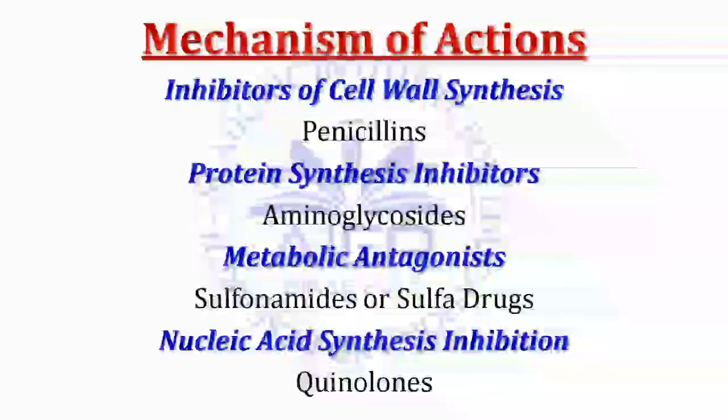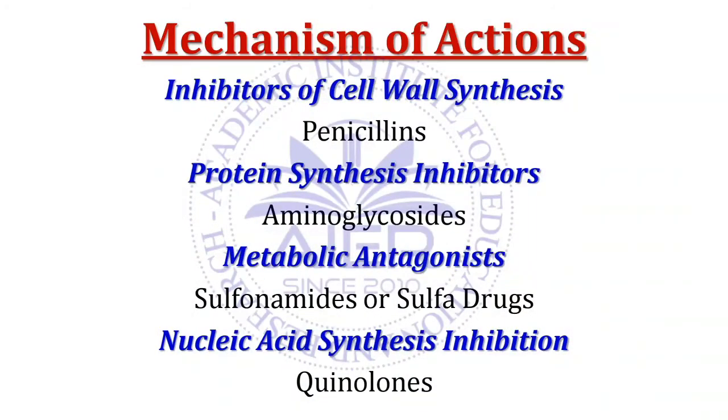Now, the mechanism of action in terms of bactericidal activity: how do the bactericidal antibiotics participate in the destruction of the bacteria? They may inhibit cell wall synthesis. For example, penicillin can inhibit cell wall synthesis, and due to the defect of the cell wall, bacteria no longer survive. Protein synthesis may also be inhibited. All the essential proteins required for the survival of the bacteria may be inhibited, and this can be bactericidal as well as bacteriostatic.